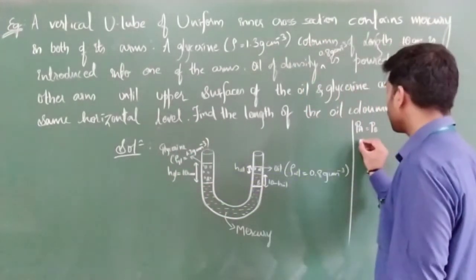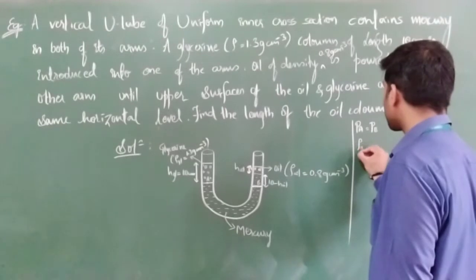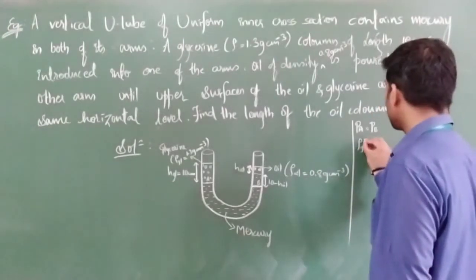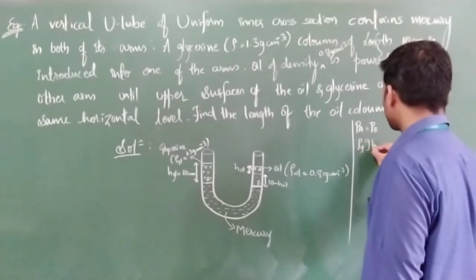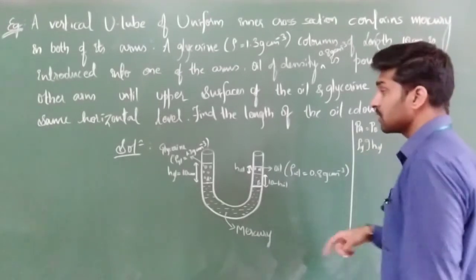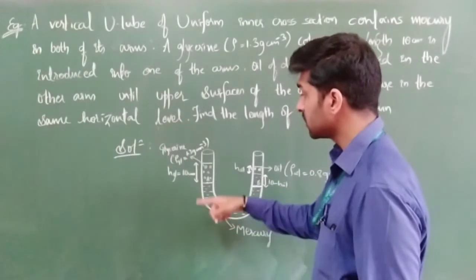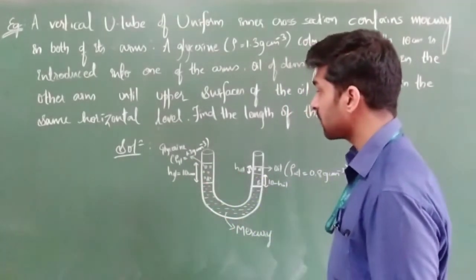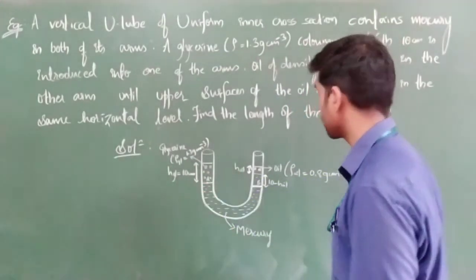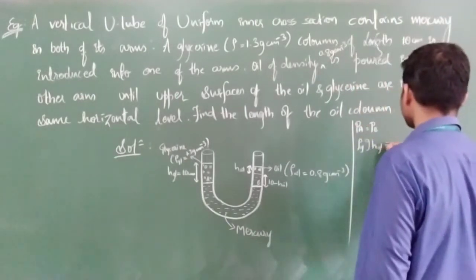So what will P_A be? Rho for glycerine, correct? g, next H for glycerine, correct? Rho g H. Rho is nothing but rho for glycerine, g is nothing but acceleration due to gravity, H is nothing but 10 centimeter, is equal to.